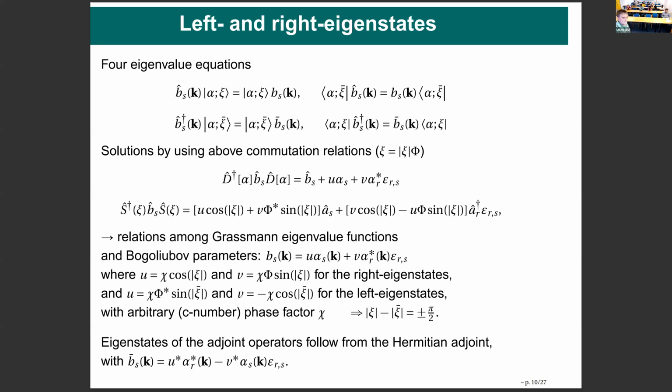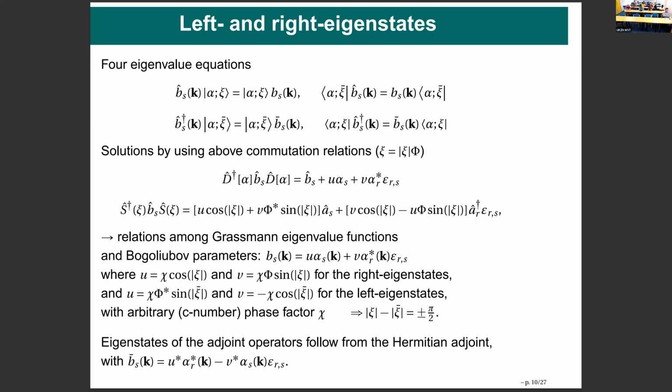eigenstates. The displacement operator has no effect because I can displace it all over the place. It's only the squeezing. So the squeezing parameters are related for the left and right eigenstates. Okay. If I want to calculate those for the Hermitian adjoint operator, I just need to take the Hermitian adjoint of everything for this and I get the result. So that is immediate.